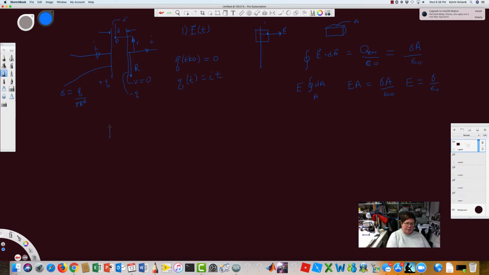So let's go over here and do that. So we have E is sigma over epsilon naught, but we said sigma was Q over pi r squared, then we have our epsilon naught, and then we said Q was IT, right, so E is IT over pi r squared epsilon naught. Okay, so there's the magnitude of E, and of course we know it goes in the positive x-hat direction, right? Okay, so there's E, and as promised, it's changing with time.